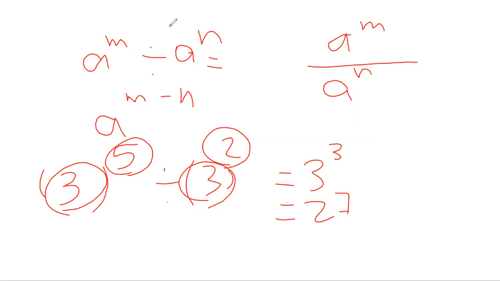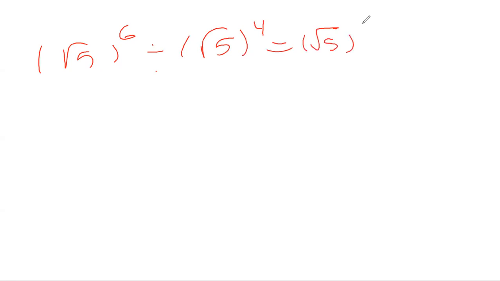Okay, also I can use this one with the irrational numbers. If I have root 5 power of 6 divided by root 5 power of 4, subtract the power, so it will be root 5 power of 2, which is 5.